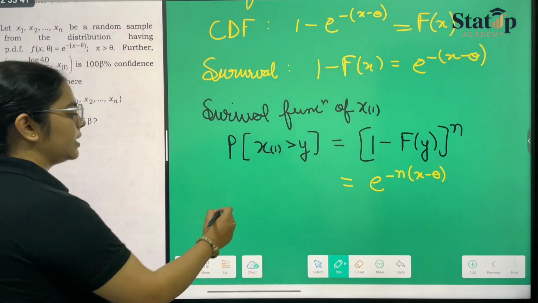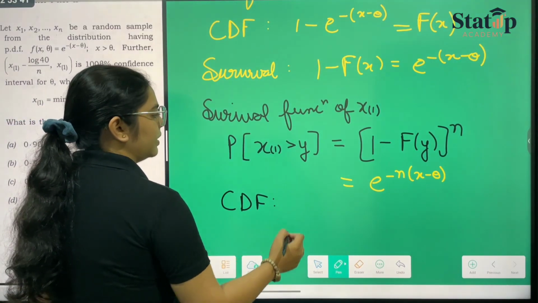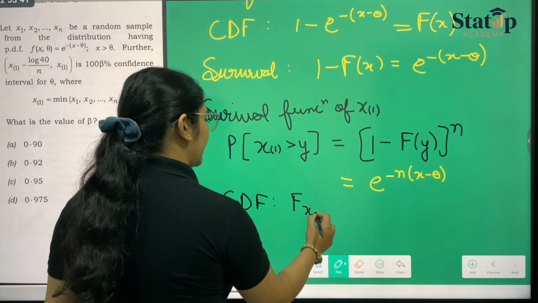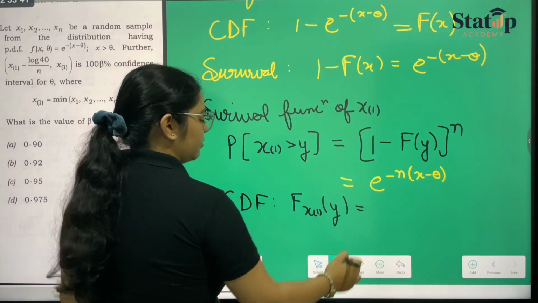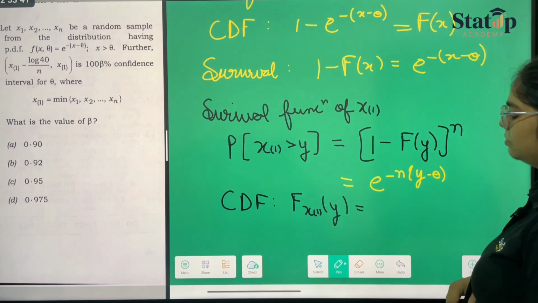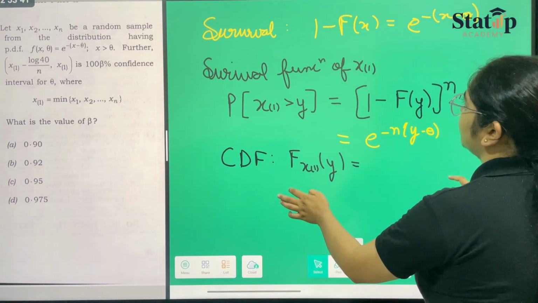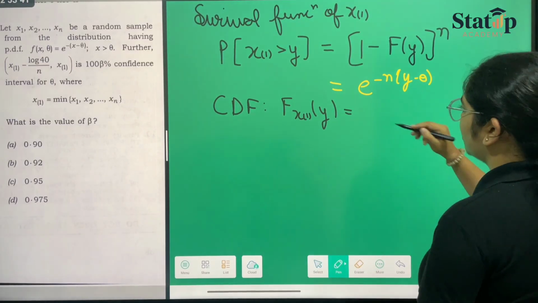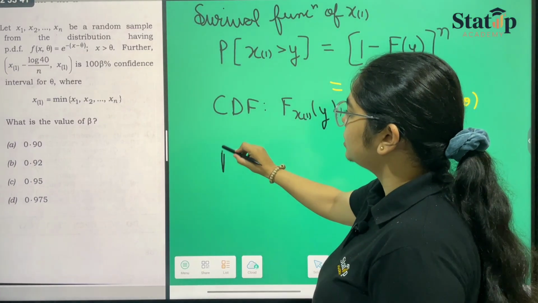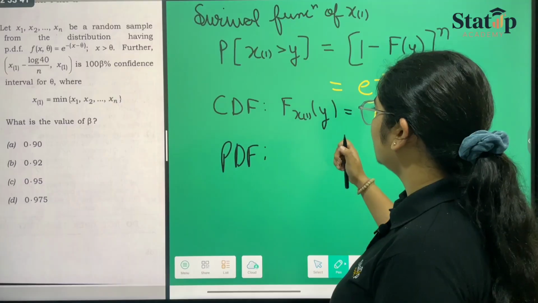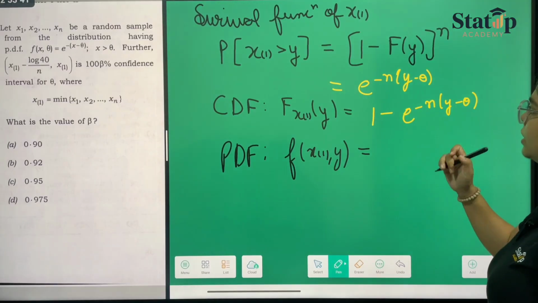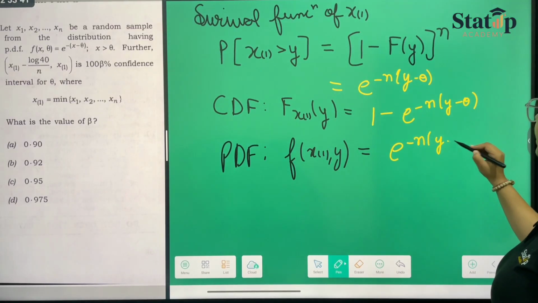Now from this we can calculate our CDF for x1. The CDF of x1 will be F x1 of y, and here one change will be there, it will be y minus theta, because we are changing the variable. So F x1 of y will be equal to 1 minus e raised to the power minus n times y minus theta, and the PDF of this function x1 will be e raised to the power minus n times y minus theta.